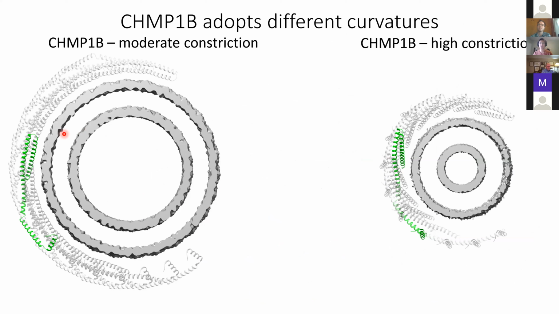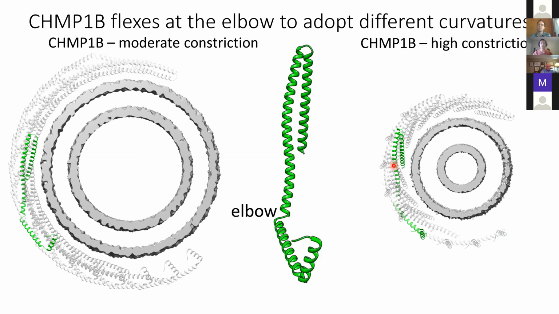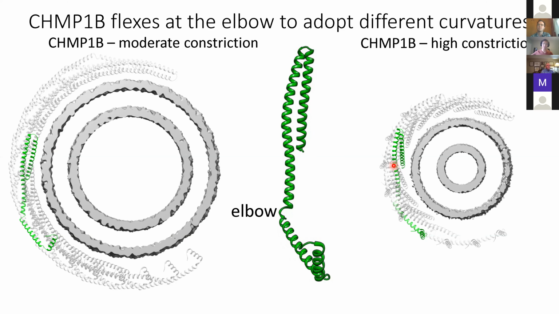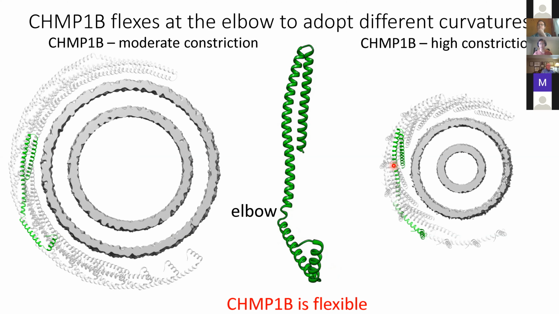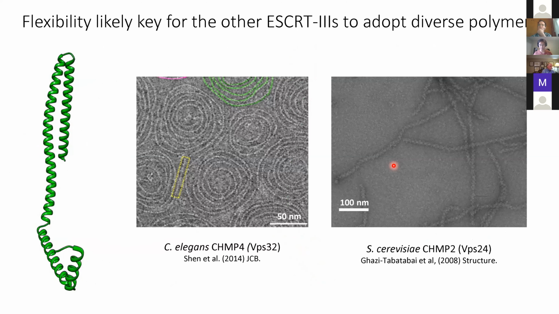To understand how it can do this, I'm going to show you a morph movie between the protomer from the mono-constriction state and the high constriction state. What you're going to see is that to be able to adopt these high curvatures, CHMP1B just has to flex at the elbow to adopt different degrees of curvature. It's a subtle flex in the elbow that allows CHMP1B to do this. What this again shows us is that CHMP1B is flexible. I think the flexibility of CHMP1B can be further extended to how we think about the other ESCRT-III proteins. As I've shown you before, these things can adopt a wide array of shapes and sizes by themselves.